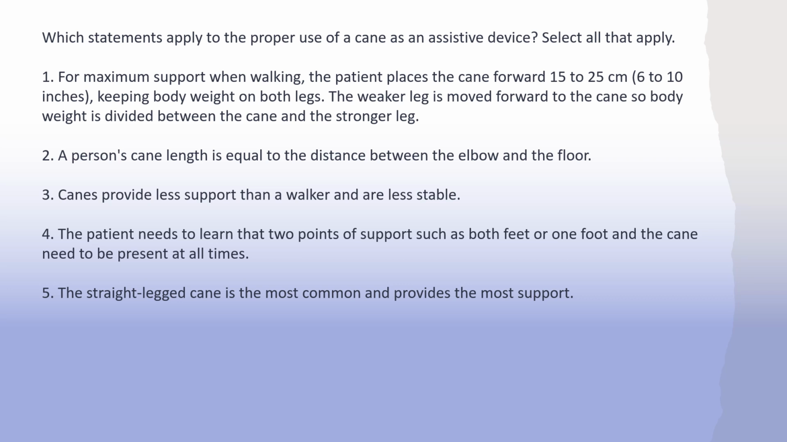Which statements apply to the proper use of a cane as an assistive device? Select all that apply. 1. For maximum support when walking, the patient places the cane forward 15 to 25 centimeters, 6 to 10 inches, keeping body weight on both legs. The weaker leg is moved forward to the cane so body weight is divided between the cane and the stronger leg. 2. A person's cane length is equal to the distance between the elbow and the floor.